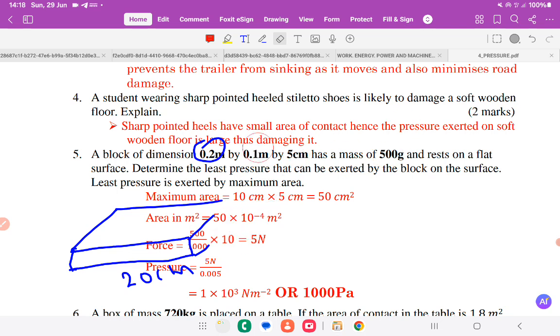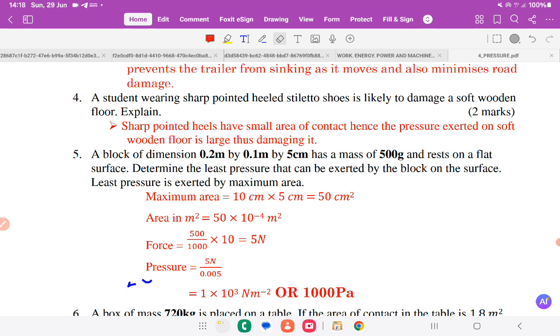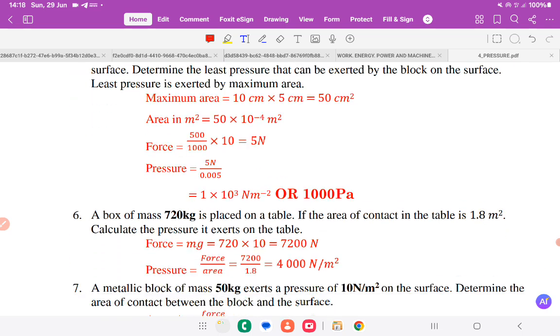Alternatively, you can also be asked to determine the maximum, the greatest pressure. It means the greatest pressure can be obtained by simply dividing by the smallest area. All right, I hope so far so good.